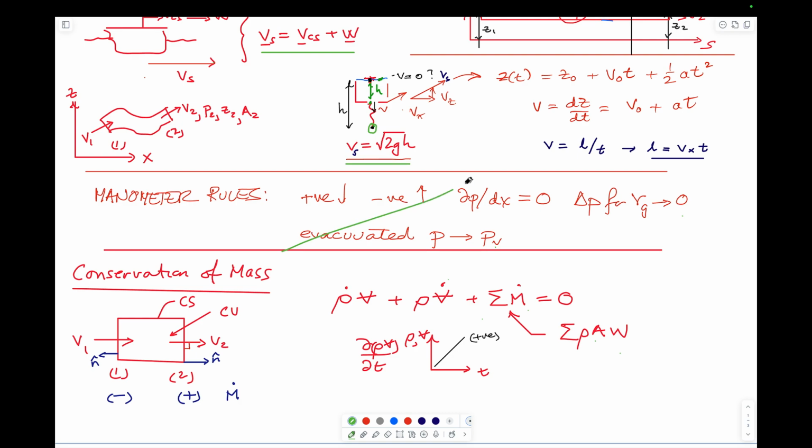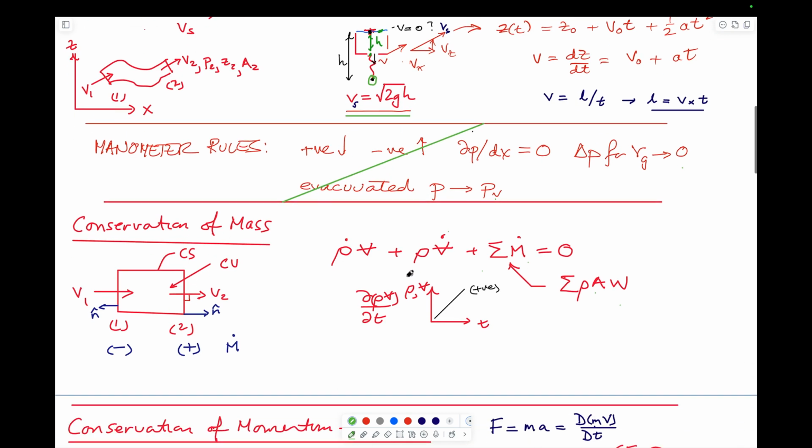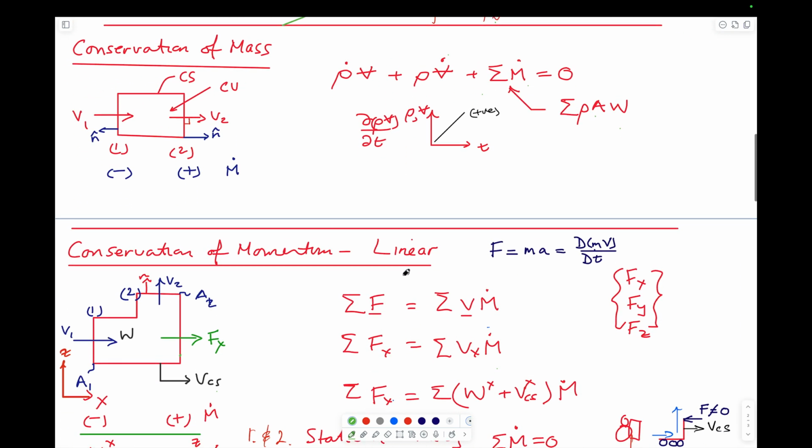There is no manometer question on the test, so you don't need the manometer rules. There is no conservation of mass question either on the test, but we know that we have a sign convention for those, which is useful to maybe review.